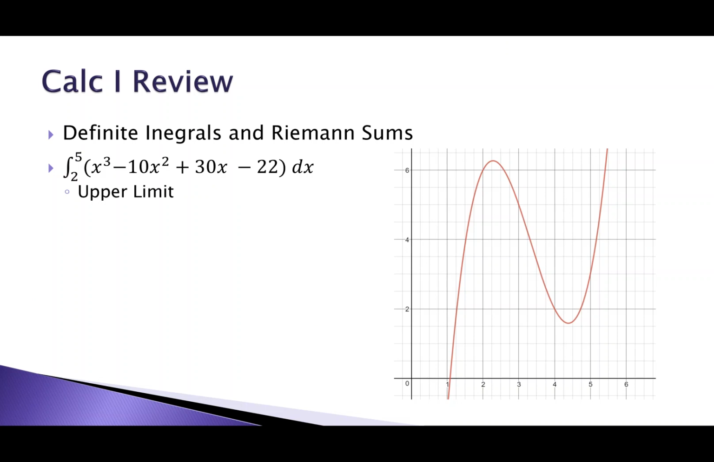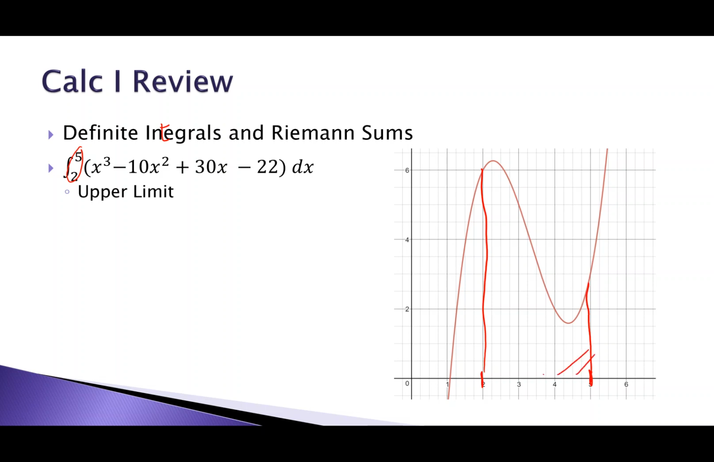Remember from Calc 1 when you looked at definite integrals, that should be a T in there, shouldn't there? Never noticed that until now. And Riemann sums. So here's the basic idea behind this. When you have the integral between 2 and 5 of this function, here's a graph of that function. You start at 2, you go up to 5. Those are my limits of integration.